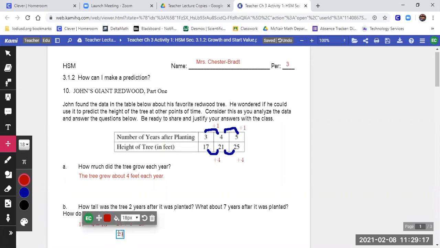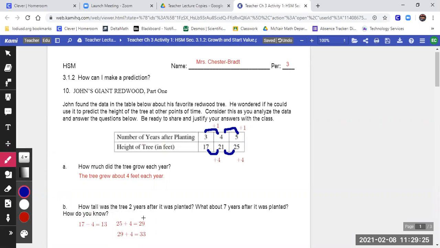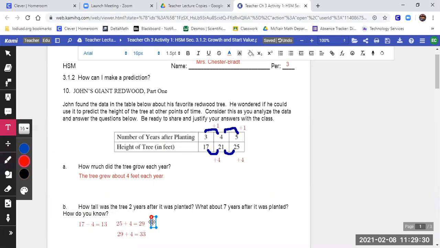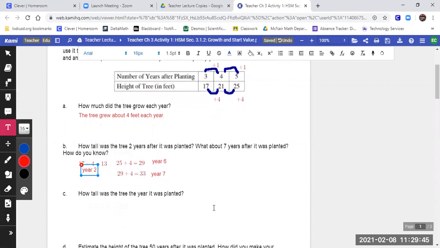And then we have to take that 29 and add another 4 to get me year 7, right? So this is my year 6. This is my year 7. This over here was my year 2. Okay, now that I've done all the calculations, I have to do my sentence answers. Okay.